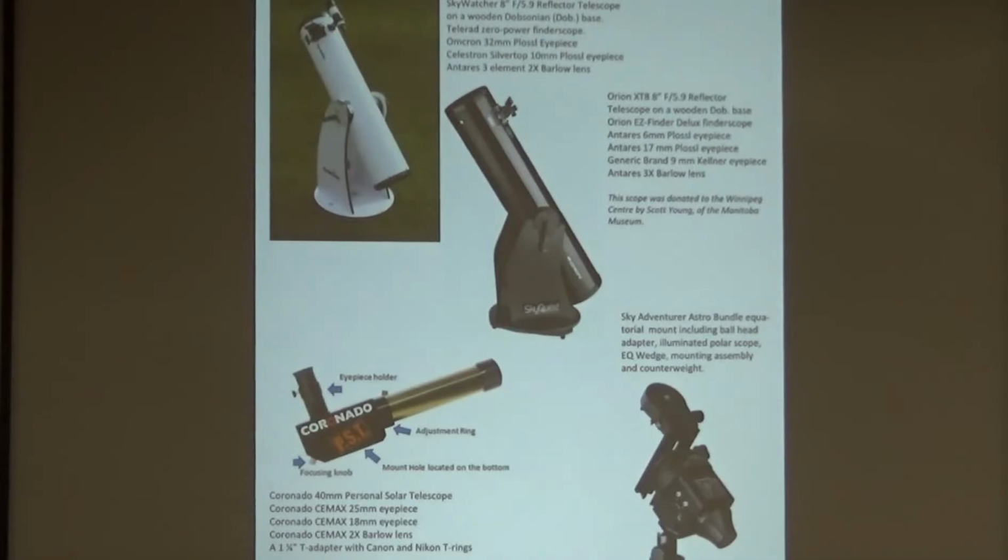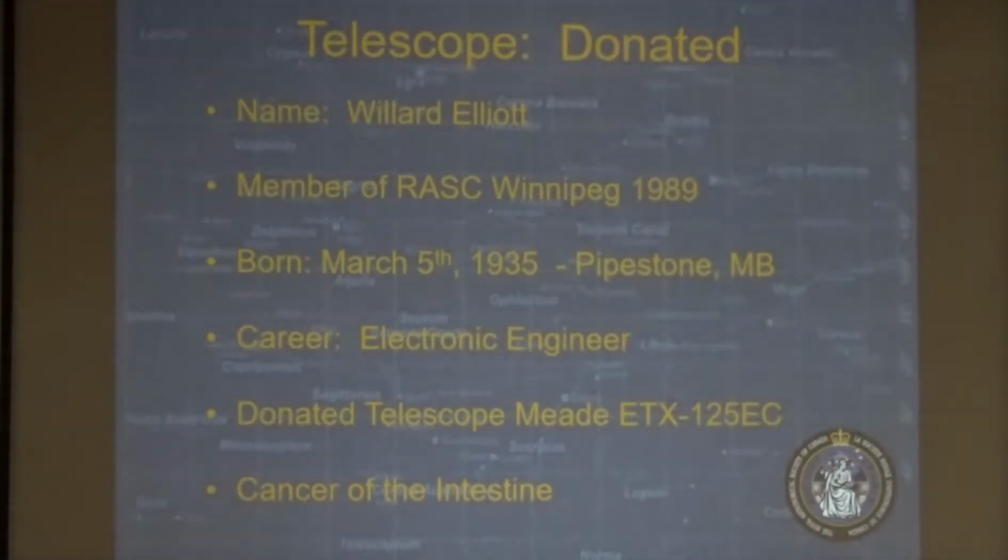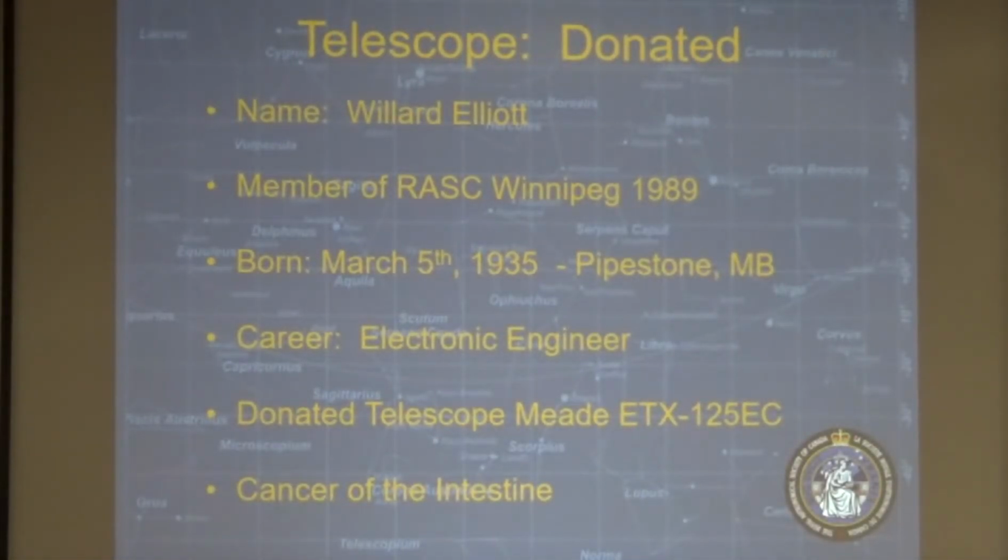We do have other telescopes like Glen Lee, which I'll mention after. I do have to mention this: one of the telescopes was donated to the club by Willard Elliott. I went to Steinbach a couple weeks ago to pick it up. I think he was a member. I'll write up a bio on him in the newsletter coming up. He was born in 1935, he was an electrical engineer, and he worked for CKY and CBC. I'll tell you more about that later.